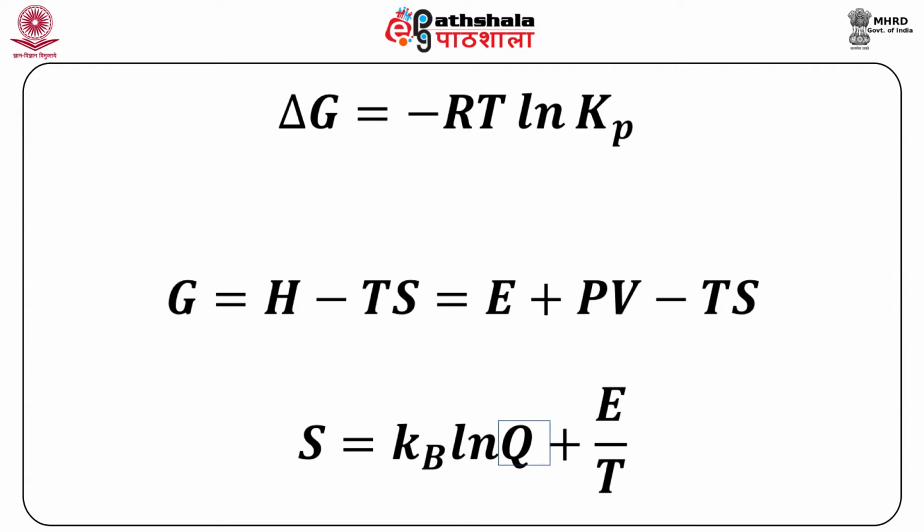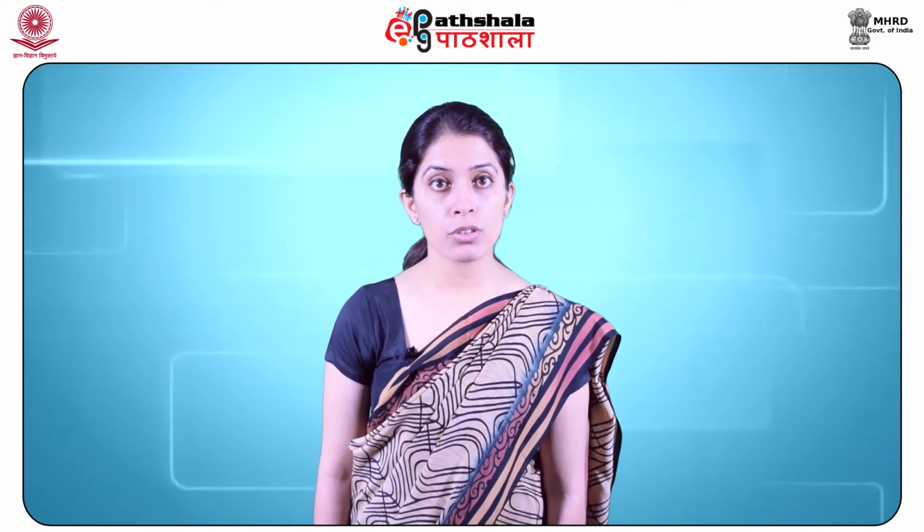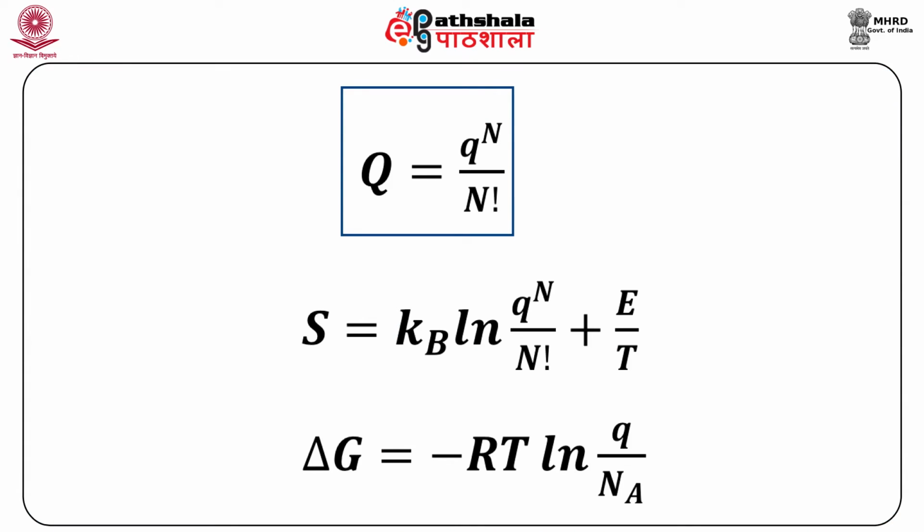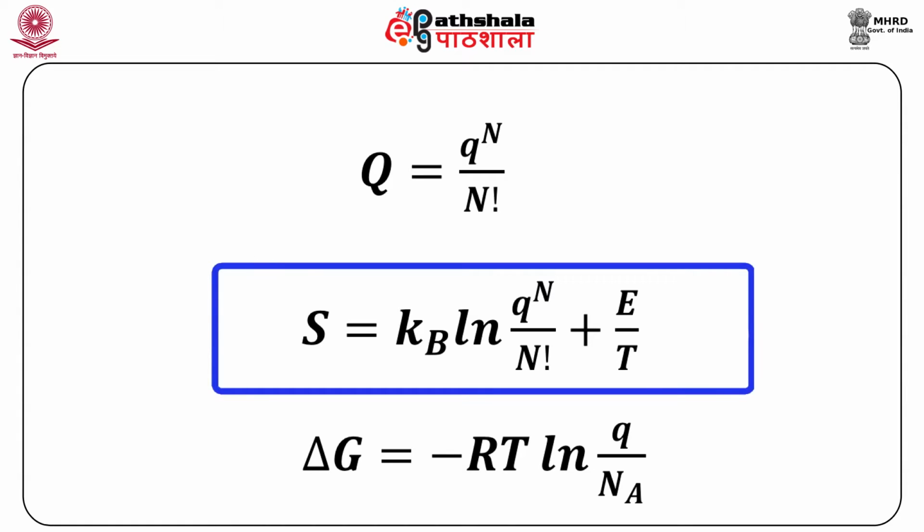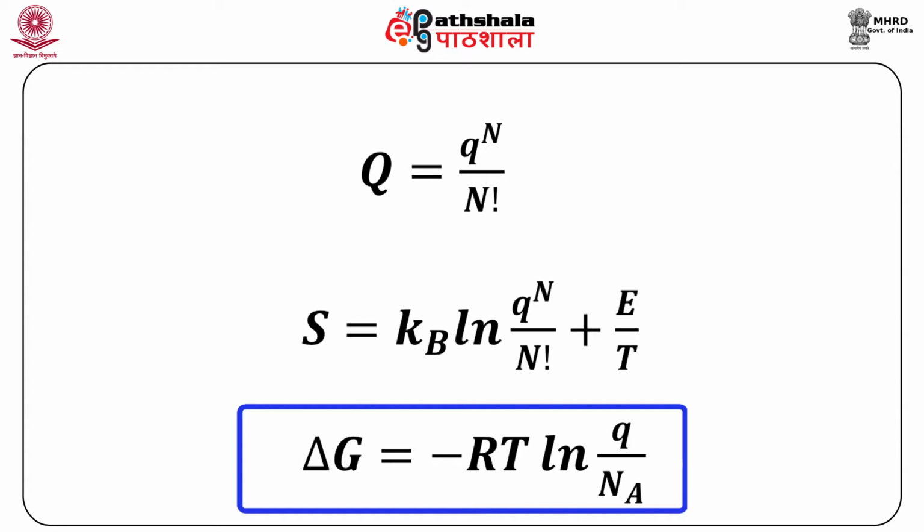Here, Q is the macroscopic partition function for the whole bulk system, and since we have considered gaseous reactions, which means non-localized indistinguishable particles interacting with each other, the macroscopic partition function takes the form Q equals small q to the power N upon N factorial, where N is the total number of particles in the system and small q is the partition function with respect to a particle. Now, using this, the expression for entropy becomes k_B ln (q^N/N!) plus E by T, and delta G becomes minus RT ln q by N_A.